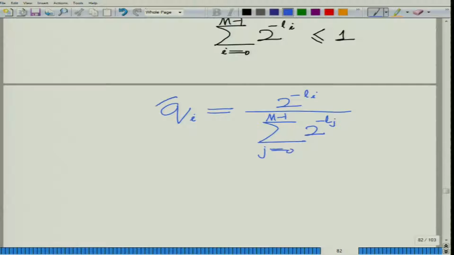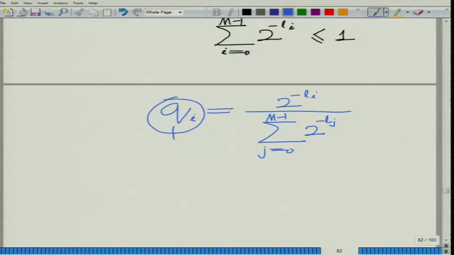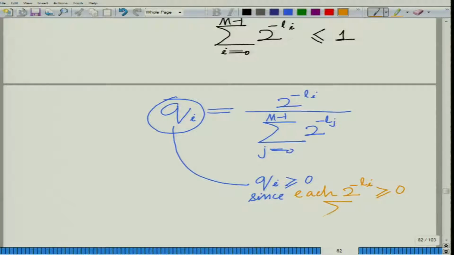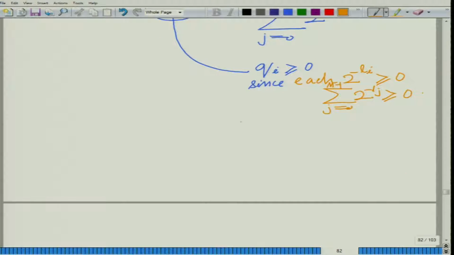Now what can we say about this Qi? Okay, now we have defined this Qi. If you look at this Qi, the first thing you will observe is that Qi is greater than or equal to 0. Okay, all the quantities involved are positive. Qi is greater than or equal to 0 since each 2 to the power of minus Li is greater than or equal to 0, and the summation j equal to 0 to m minus 1 of 2 to the power of minus Lj is greater than or equal to 0.